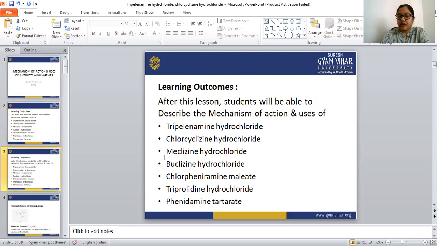Learning outcomes. After this lesson, students will be able to describe the mechanism of action, the uses, and the chemistry of these drugs: triplenamine hydrochloride, chlorcyclizine hydrochloride, meclizine hydrochloride, buclizine hydrochloride, chlorpheniramine maleate, triprolidine hydrochloride, and phenindamine tartarate.